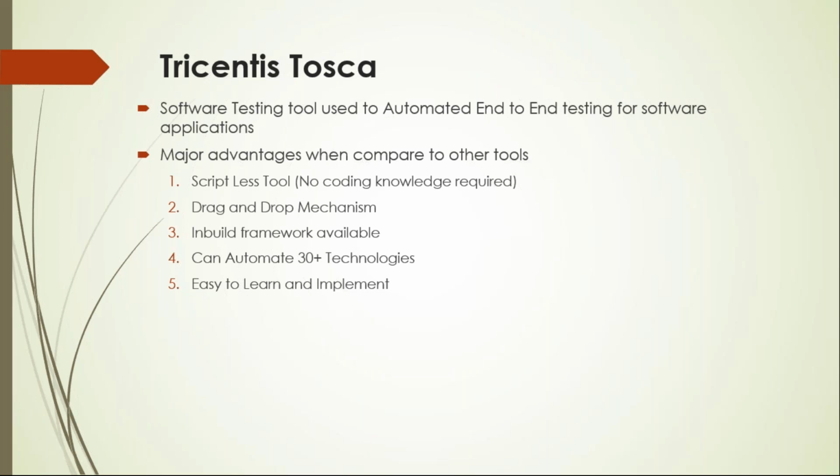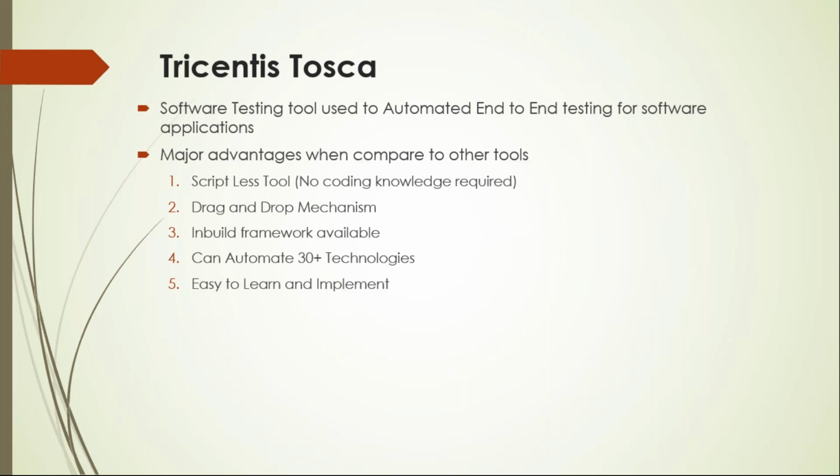And Tosca has an inbuilt framework. With other automation tools, we have to build the framework, either keyword driven, data driven, or functions. Everything we need to create when we go with Selenium and UFT. That itself will need a minimum of 20 days to create. But in Tosca, by default, the Tricentis team is giving that. Tricentis is the company who built this application, Tosca, and this tool got released into the market in 2007.